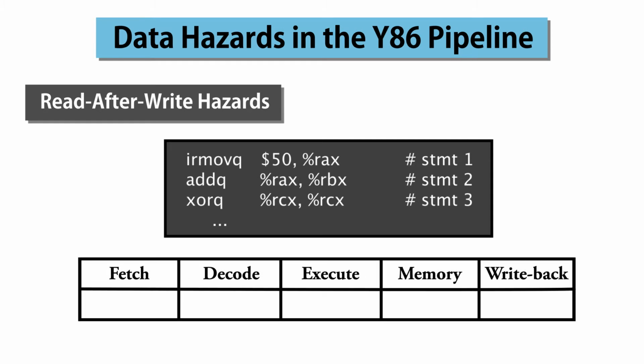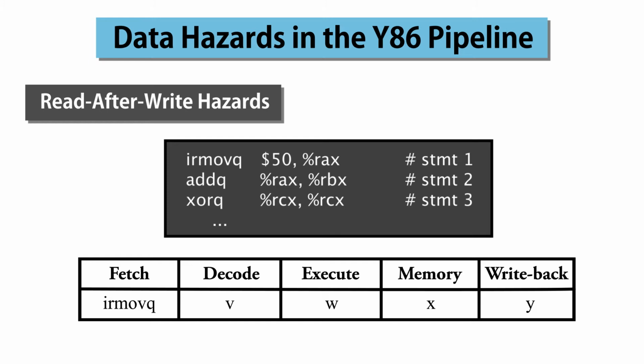Let's also suppose that the pipeline already contains some instructions, say V, W, X, Y, and Z, when we begin executing our program fragment. On the next clock cycle, each instruction in the pipeline moves ahead one stage. Instruction Z completes and leaves the pipeline. Concurrently, we fetch the irmovq instruction and extract the various pieces of this new instruction, including identifying the destination register %rax.